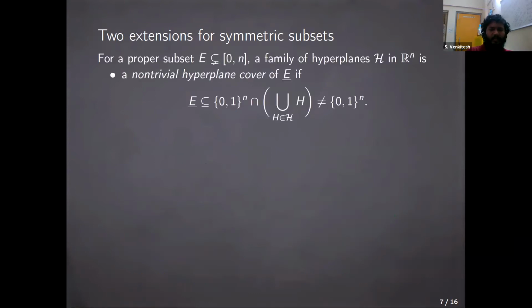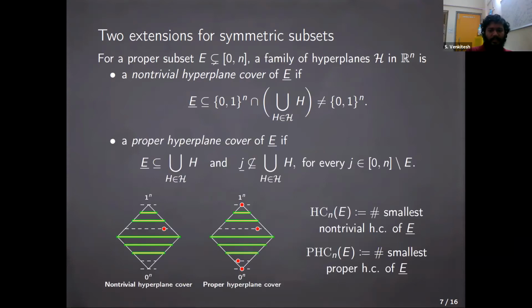And now we ask the same question. Once again, I've just worded the definitions here, so let me just go to the question. The question is, once again, what is the minimum number of hyperplanes that we require to cover in this way? HCN of E will denote the smallest size of a non-trivial hyperplane cover, and PHCN will be the smallest size of a proper hyperplane cover.